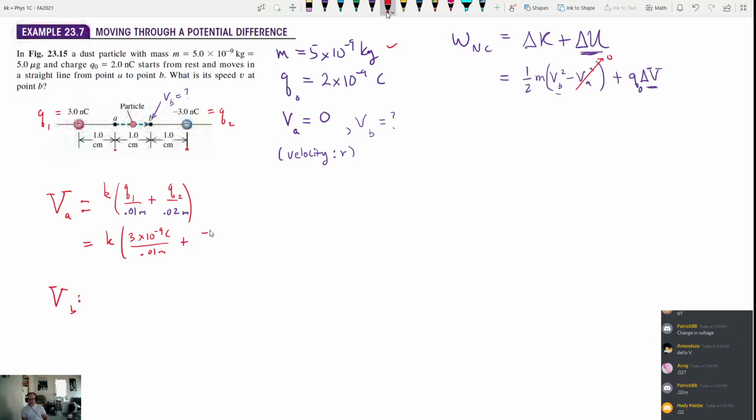plus Q2 is negative 3 over 0.02. And we get an answer for that. Can you all calculate what that is for me? And then I'll write down what this one is.